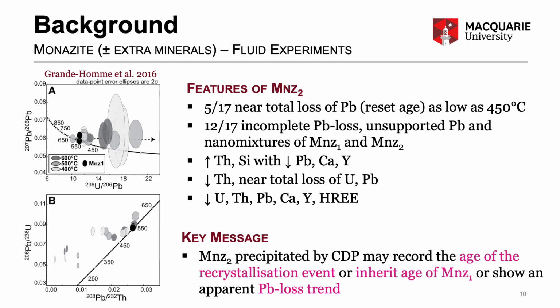A range of chemical changes are also observed to happen during the process. Our key message looking at these experiments is that the monazite that's precipitated during coupled dissolution precipitation can record the age of the recrystallization event, or it can record these inherited ages of the precursor monazite, and it will show these apparent lead loss trends.